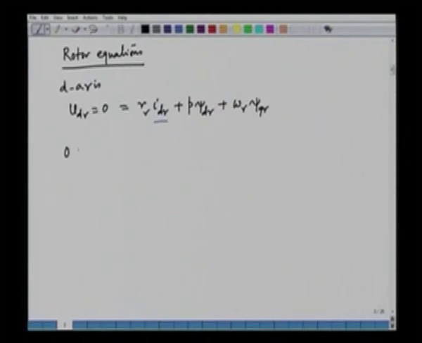So, we can say 0 equal to Rr. Idr can be written in terms of psi dr and Ids. Psi dr minus Lm Ids by Lr, plus P psi dr plus omega r psi qr.